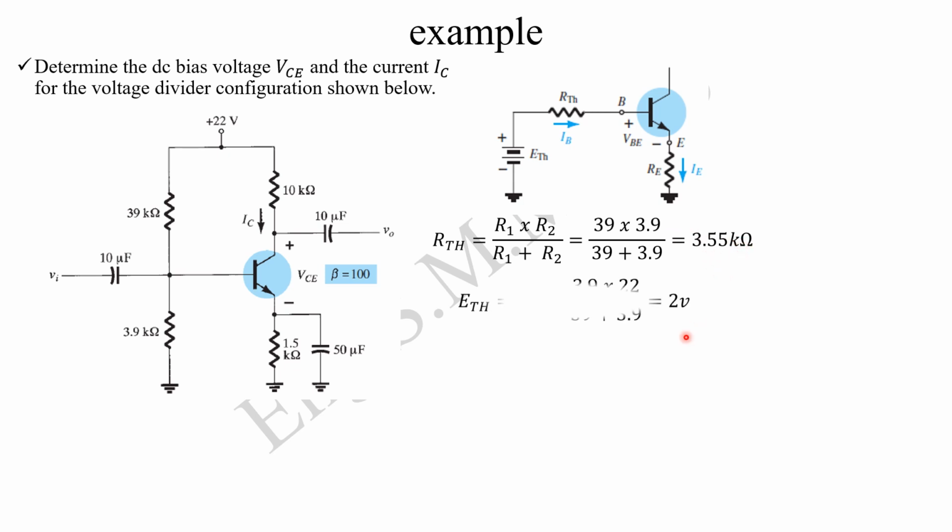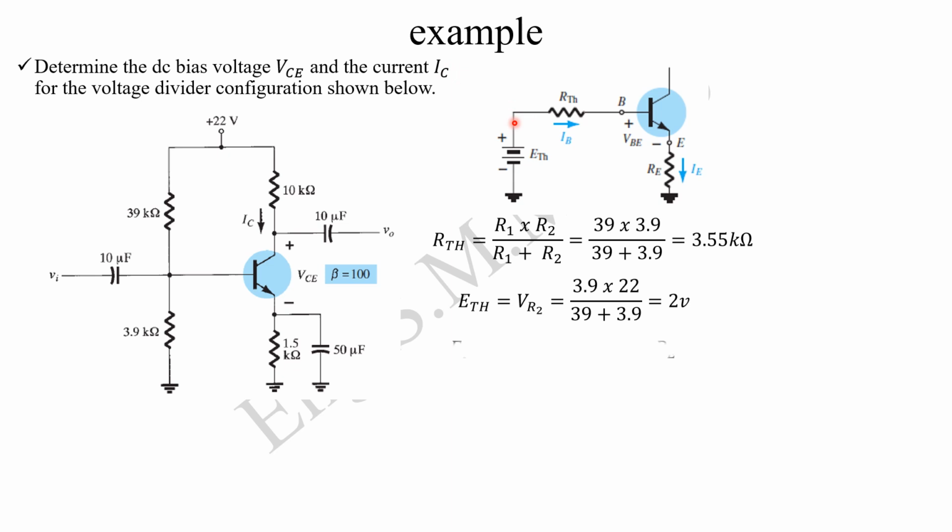And then you need to find ETH. ETH is the voltage drop across there. So you've got this resistance, which is 3.9 kilo ohms. Down, when you add them, there will be kilo ohms. Of course, when you divide kilo ohms by kilo ohms, they will cancel. So even here, there will be no need of converting. Just get the figures the way they are. The kilo ohms will cancel. Multiplied by 22, you're going to have 2 volts as your voltage across resistor 2, which is this one. So this is your ETH. So you have ETH, which is 2, you have RTH, which is 3.55 kilo ohms. Then you can easily find current IC.